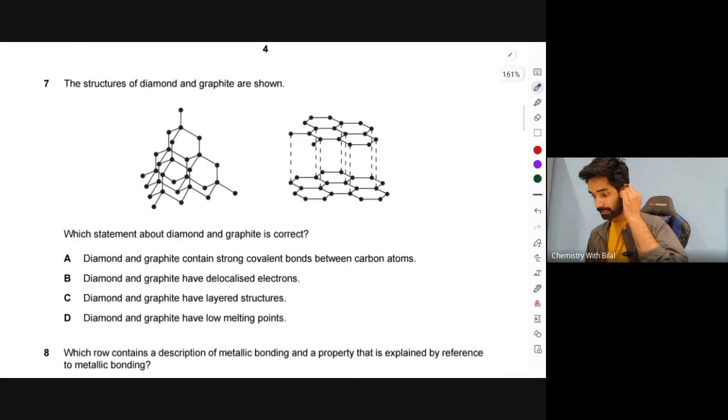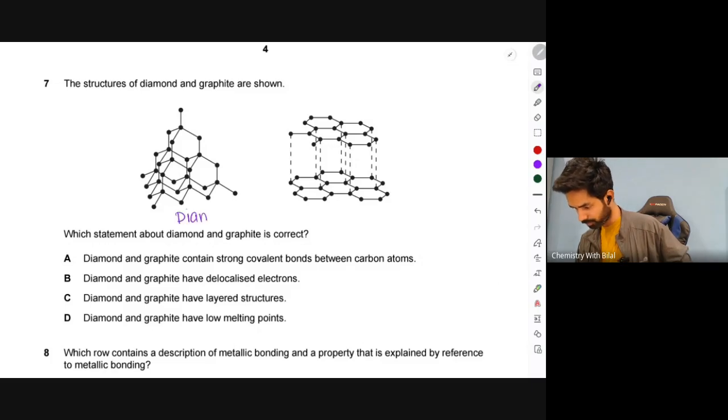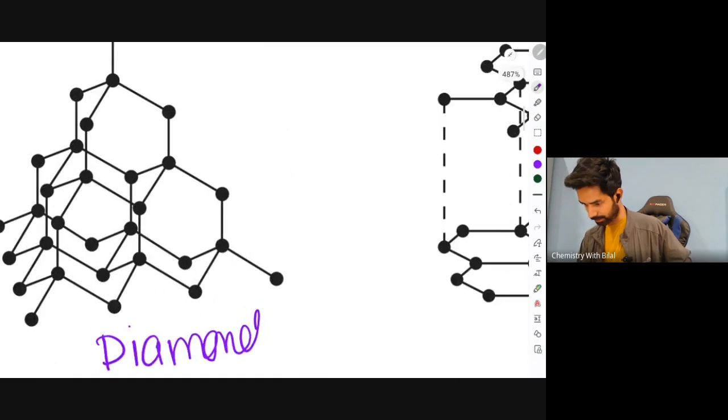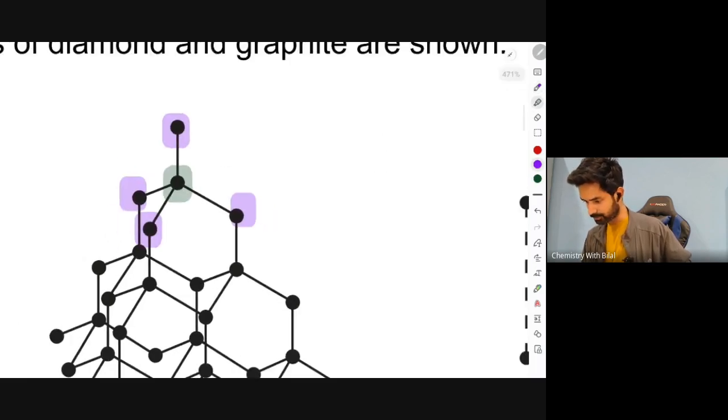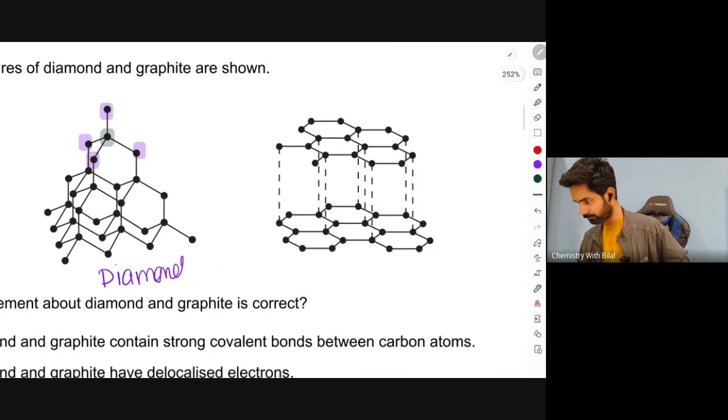The structure of diamond and graphite is shown clearly. This is going to be diamond. How do I know? Because look at one central atom. This is bonded to 4 similar kinds of particles. This is nothing but the structure of diamond. And this is graphite, where the structure is a layered structure, and layers can literally slide over.